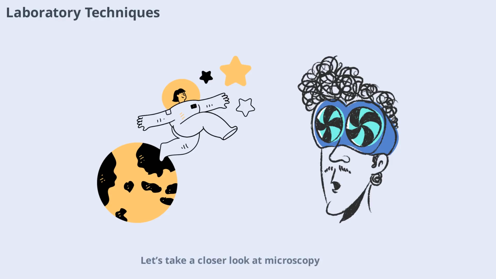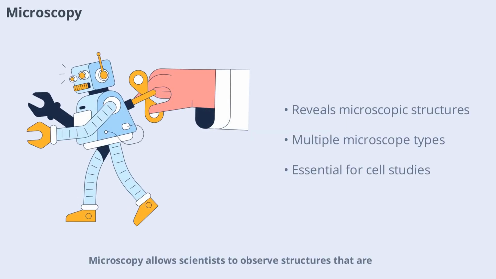Let's take a closer look at microscopy, one of the most widely used laboratory techniques in biology. Microscopy allows scientists to observe structures that are too small to be seen with the naked eye. From cells and bacteria to tiny organelles, microscopes reveal the hidden world of biology. There are various types of microscopes, including light, electron, and fluorescence microscopes, each suited to different research needs. Microscopy is fundamental in fields like cell biology, microbiology, and histology. The images and measurements obtained provide critical data for understanding biological processes.